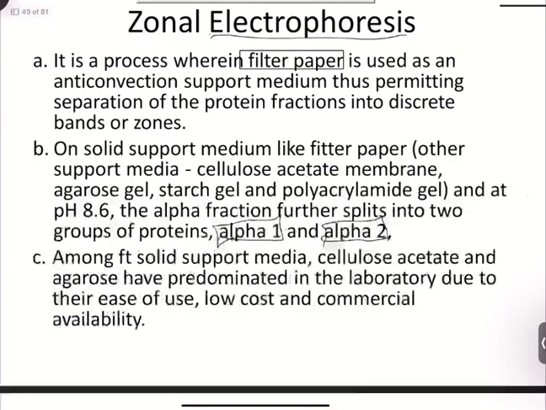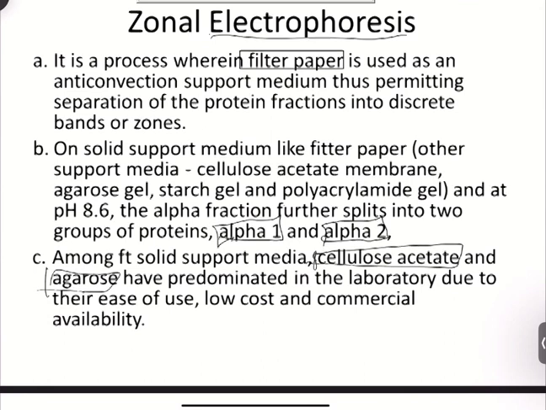Okay, among solid support media, cellulose acetate and agarose have predominated in the laboratory due to ease of use, low cost, and commercial availability. So those media that are available in gel form can be your cellulose acetate and your agarose gel.